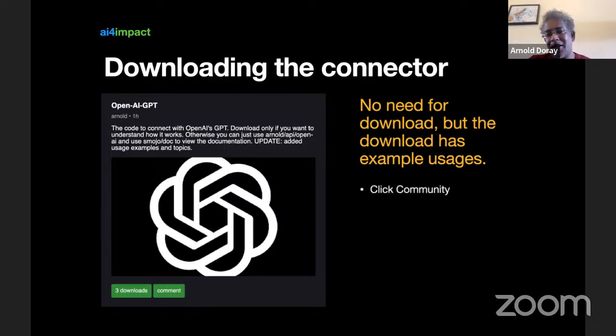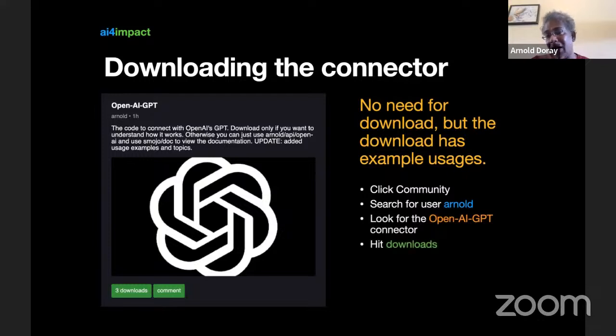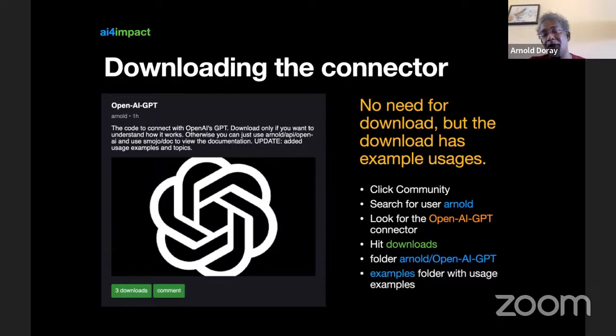The examples are all in the same bundle as the source code, which actually creates the connector. So you click on community, use the search button to search for user, my username is Arnold, and you look for OpenAI GPT connector. Then you just hit the green download button, and it'll be stored under your root folder /Arnold/OpenAI GPT. The examples are inside that, in an examples folder. You don't really need the source code at all.